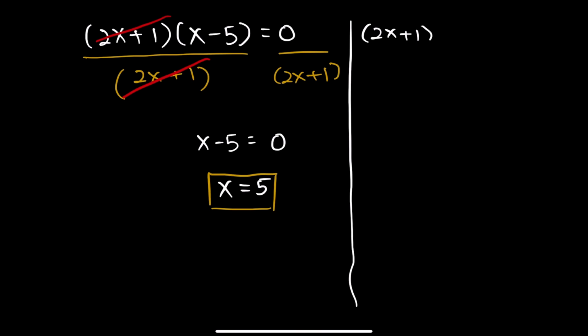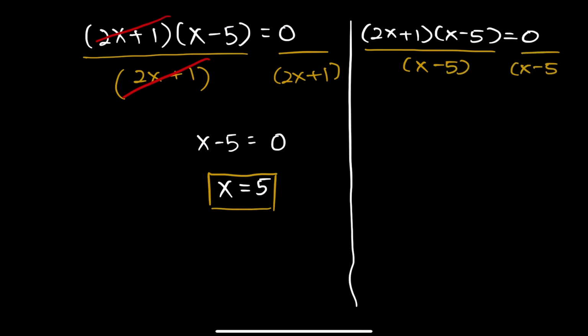So let me just rewrite that once again. Is equal to 0. Okay. And then now we want to divide by the other bracket. So we divide by x minus 5 instead, right? Divide by x minus 5, divide by x minus 5. And so on the left-hand side, x minus 5 cancels, the top and bottom cancel. And you're left with 2x plus 1 is equal to 0 again, right?